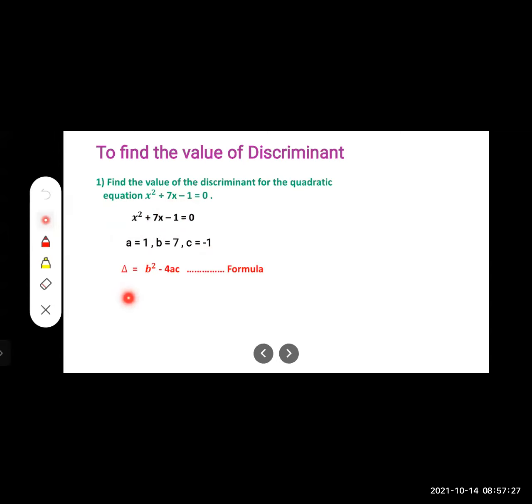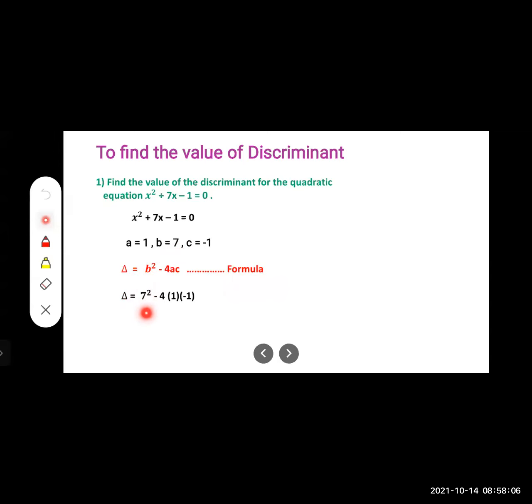So the equation has been written and the values also we have written. And then the formula. To find the discriminant, what is the formula? Delta equal to b square minus 4ac. This formula you write and mention here as formula. For above average students or those who want to score high marks, please note all these points. This formula you have to write over here. Then substitute here. B square is there, no? So what is B value? 7. So 7 you substitute over here.